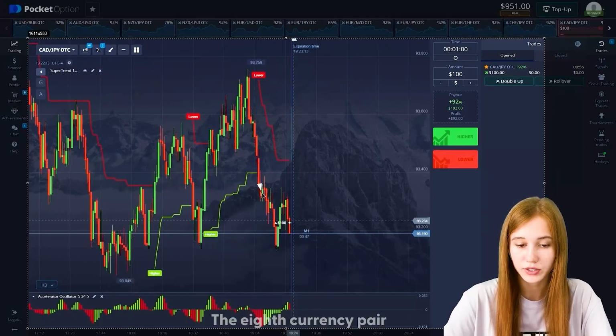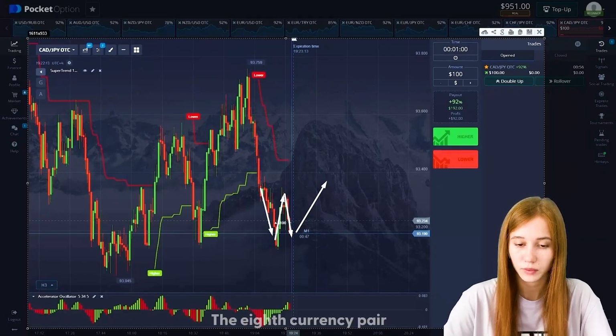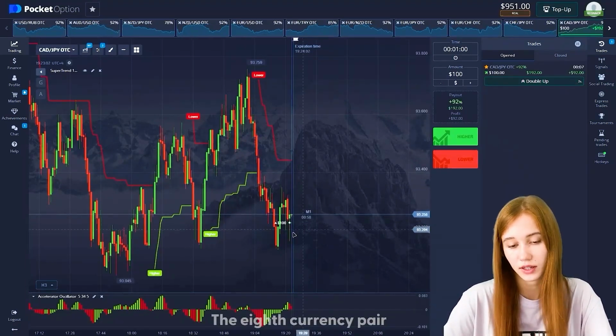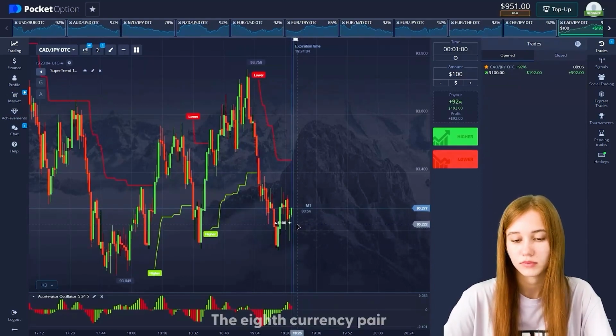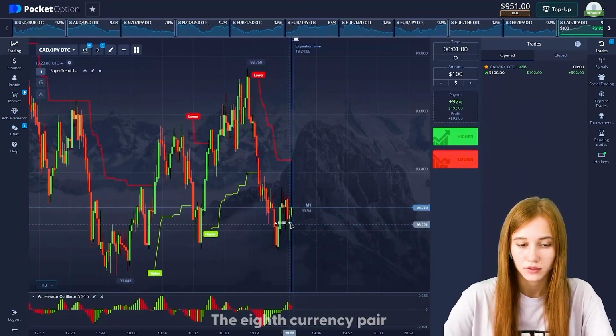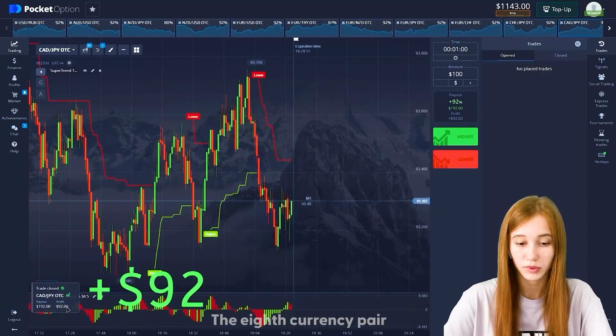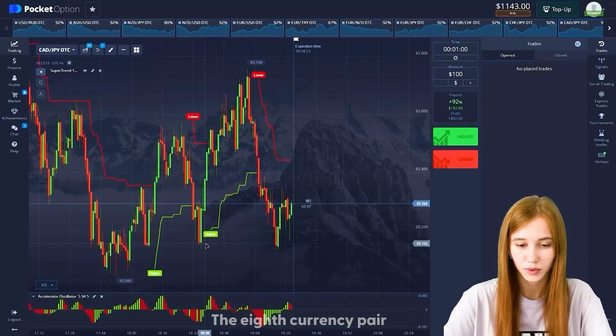So some corrections. And now decreasing, we see some consolidation, and let's see. There are 8 seconds until the end of the deal. Yeah, plus deal, good. We're in the black.